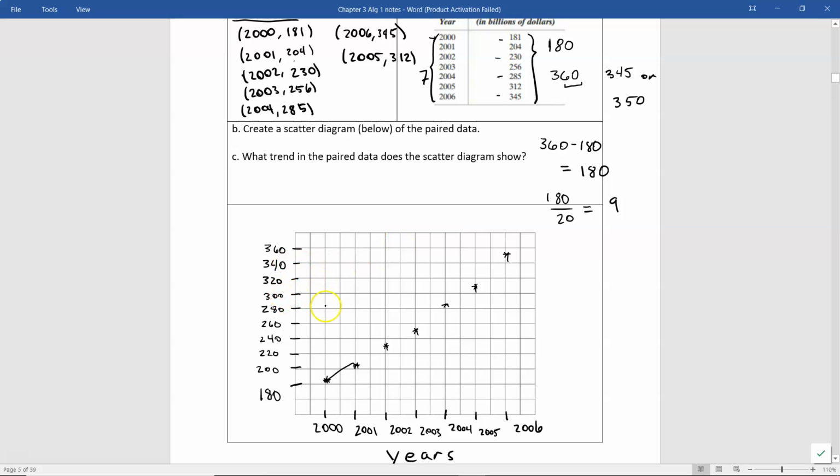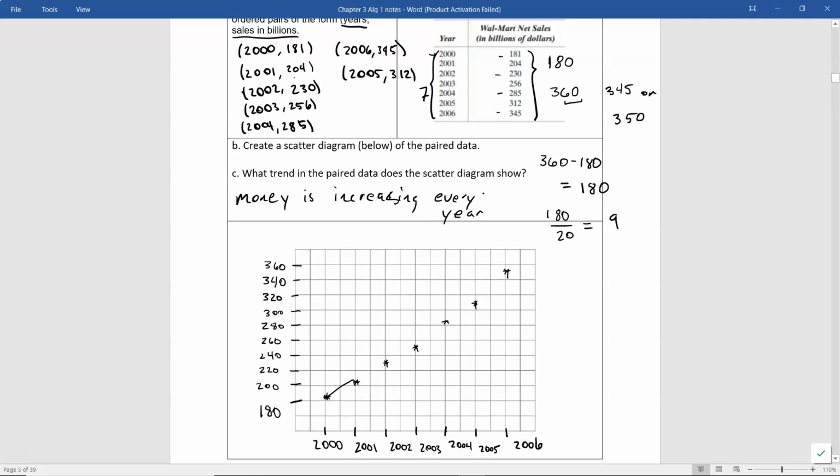This trend and this pattern says that money is increasing every year. So the trend shows us that money is increasing, revenue is increasing in billions of dollars. Or actually, it's net sales. So the net sales are increasing every year.